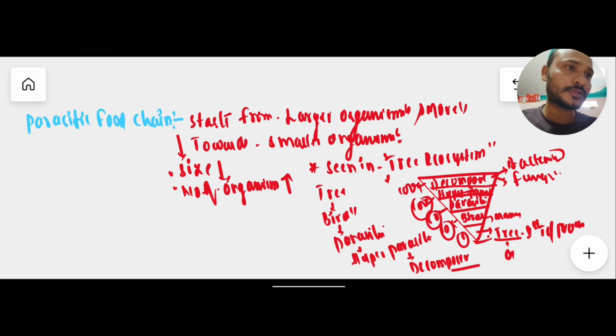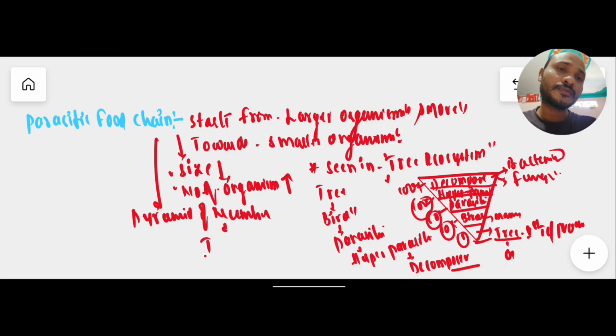So this type of food chain is known as a parasitic food chain. If you observe this pyramid, the pyramid of number is inverted, very important. Inverted pyramids are seen in this tree ecosystem, in parasitic food chains. So this is all about the parasitic food chain.